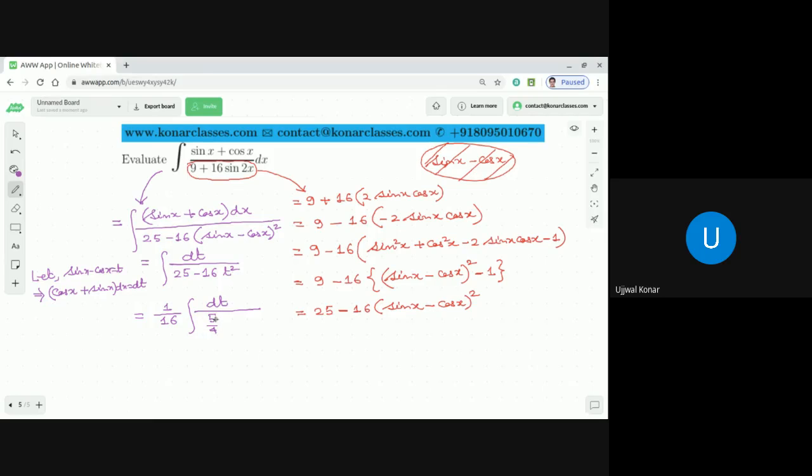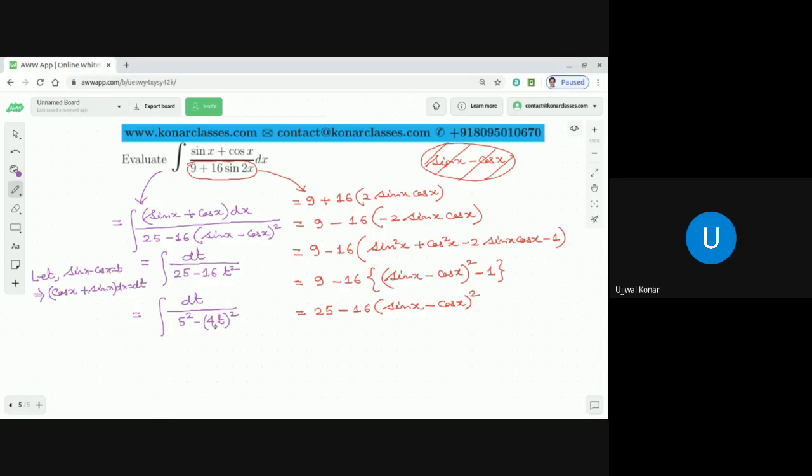Or we can do it a little the other way also. There are multiple ways we can do this. So this is equal to the integration of dt divided by, as 16 is a perfect square, 5 square minus 4 t whole square. But here we need to make a small substitution. That you can do in your head.